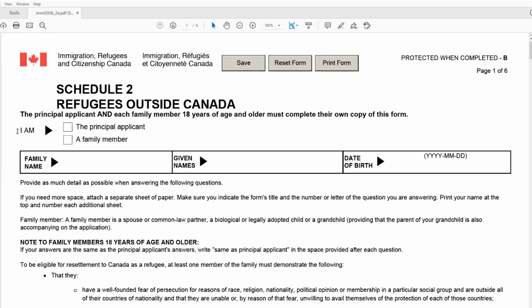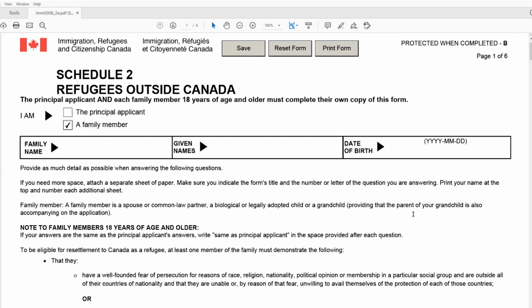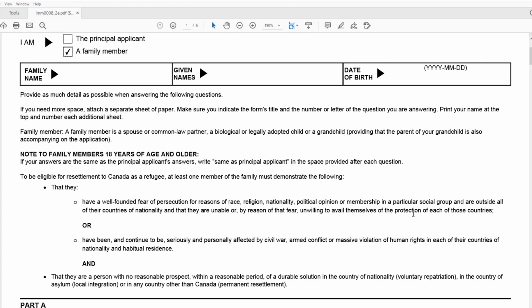So the first question is, are you the principal applicant? If you are, you're going to check mark the principal applicant here. If, however, you are one of the family members of the principal applicant that has been identified on their generic application, then you would select a family member. Then you would type in the person's name, starting with their family name or last name. Next, you will insert their given name or first name or middle name, and then you would type in their date of birth.